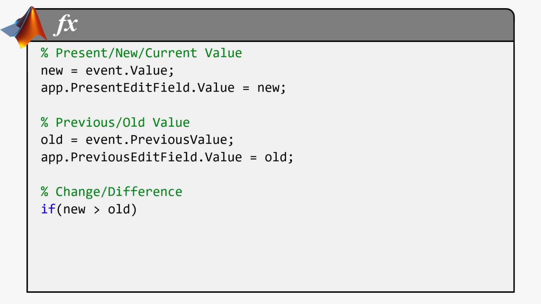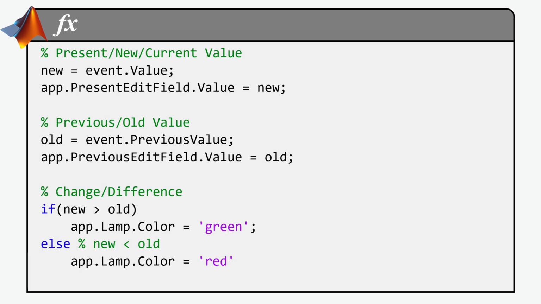Now, if the new value is greater than the old value, that means we are increasing the value. That means we are turning the knob clockwise. In that case, we are going to set the lamp color to green. Else, that means the new value is less than the old value. That means we are decreasing the value, which means we are turning the knob anti-clockwise. In that case, we will set the lamp color to red.